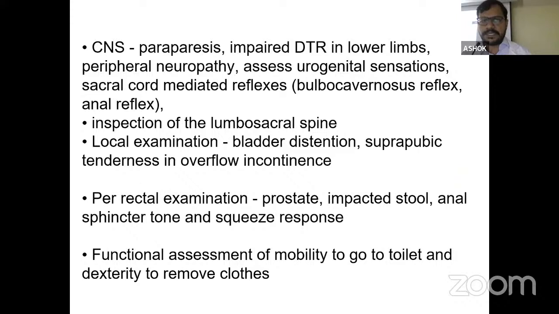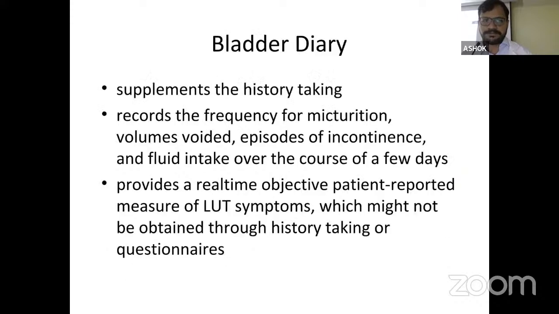Inspection of the lumbosacral spine. In local examination, bladder distension, suprapubic tenderness in overflow incontinence. In rectal examination, prostate, impacted stool, anal sphincter tone, and squeeze response. Functional assessment of mobility to go to the toilet and dexterity to remove clothes.